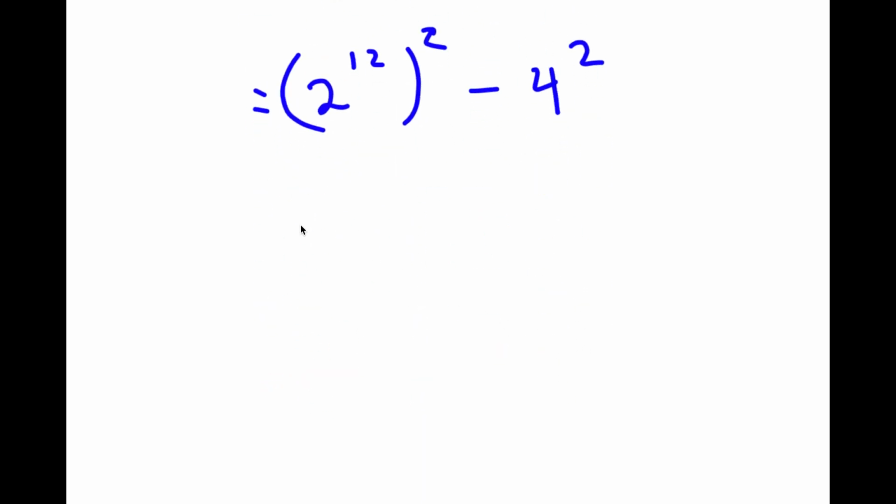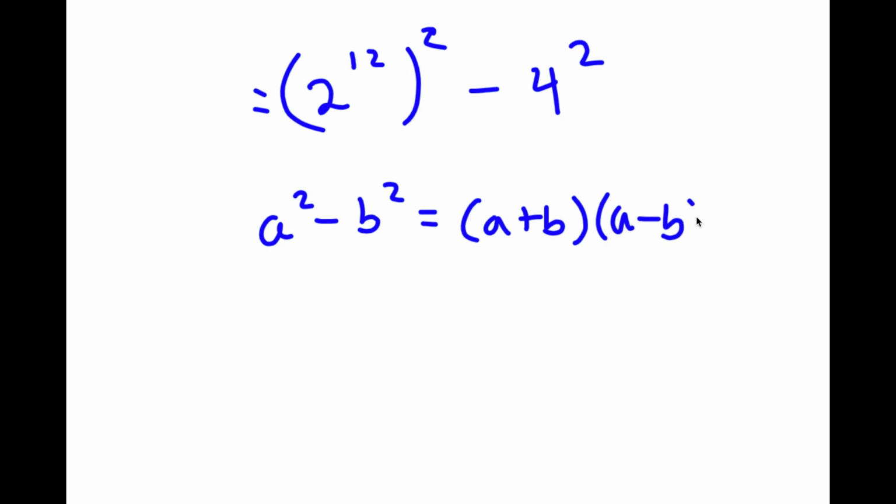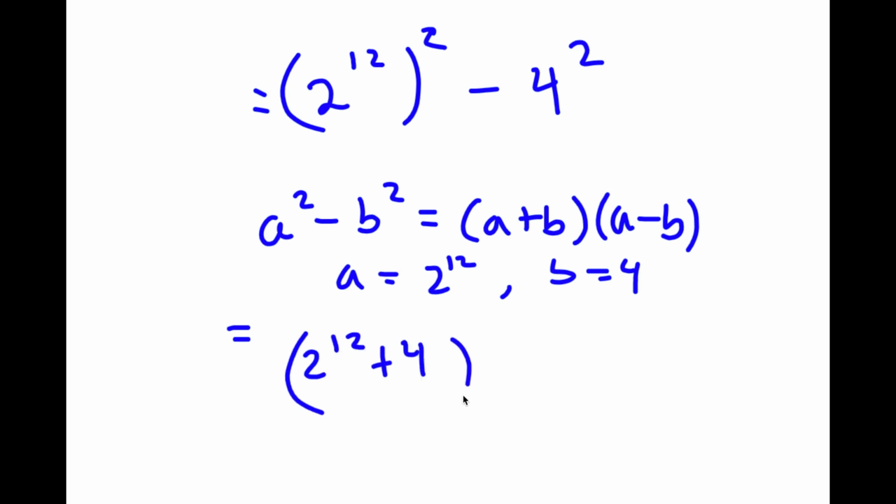Now, if I have something in the form a squared minus b squared, this is equal to a plus b times a minus b. So in this case, a is 2 to the power of 12, and b is 4. So I have 2 to the power of 12 plus 4 times 2 to the power of 12 minus 4.